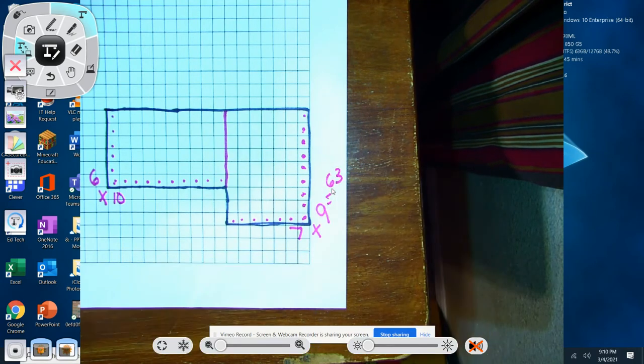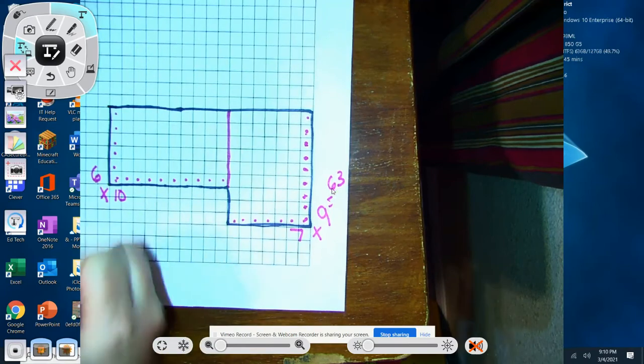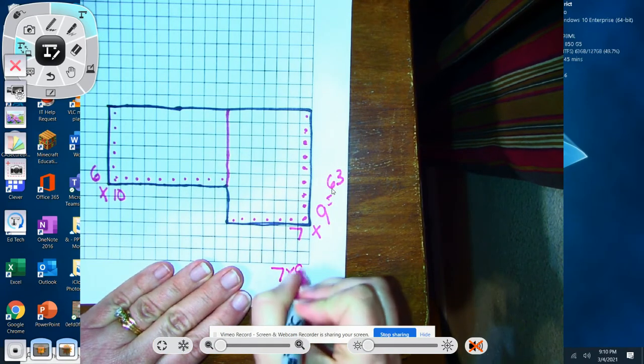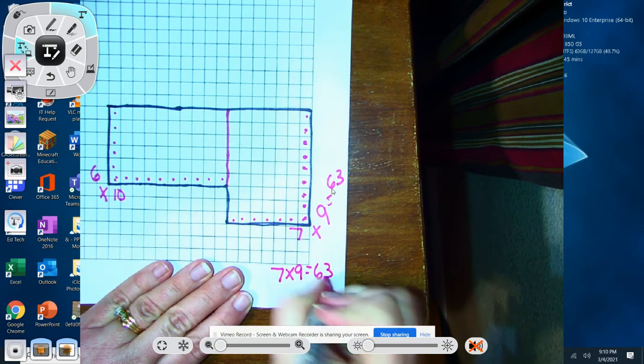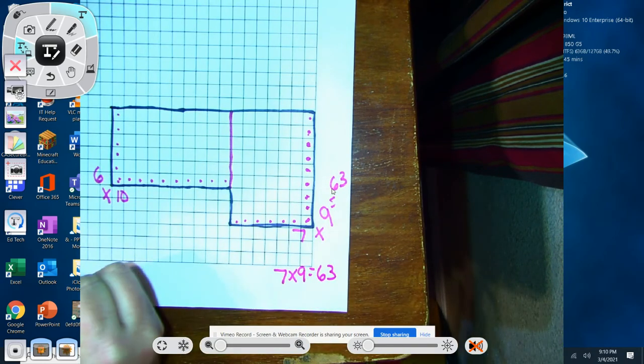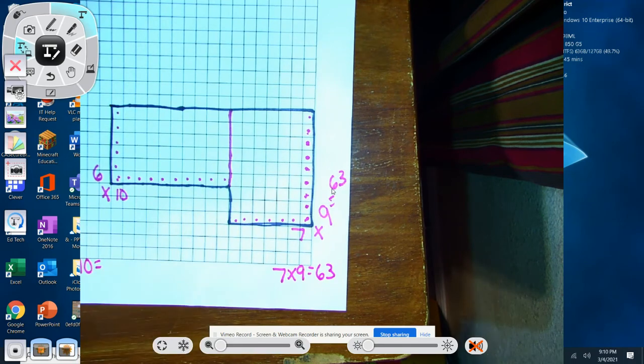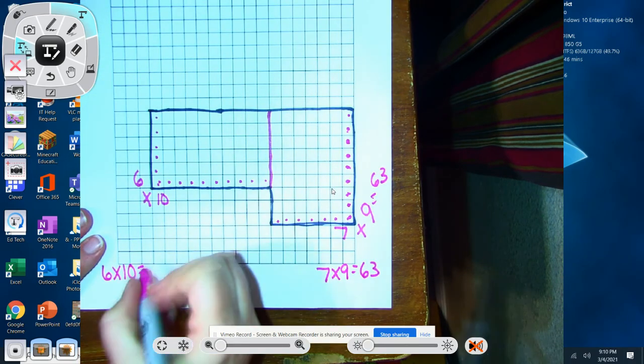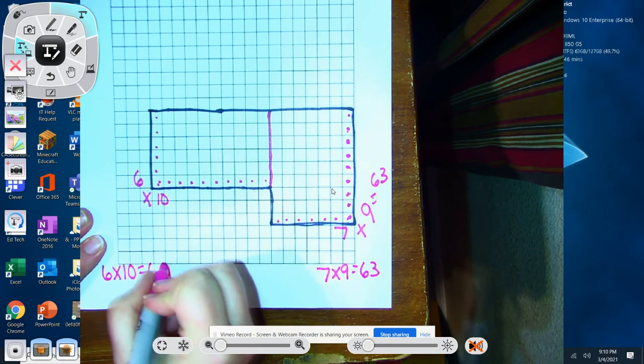63. And then 6 times 10, I bet you know that. I should have probably written it down here. 7 times 9 equals 63. And then I know that 6 times 10, well, that one, I bet you know that. Oops, hope you can see that. 6 times 10, well, we know that that's 60.